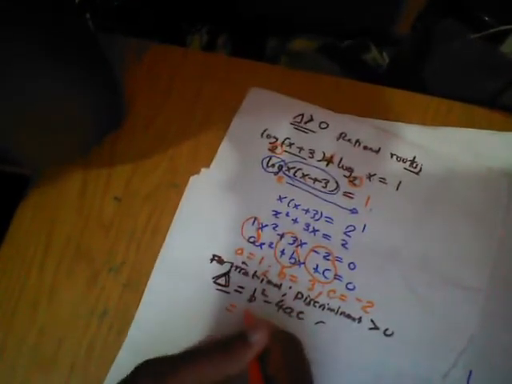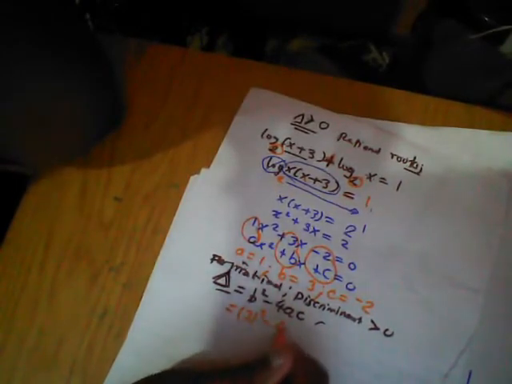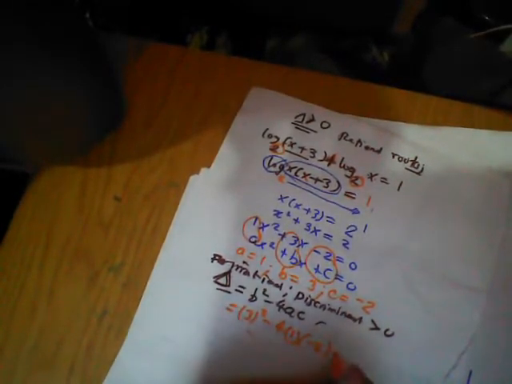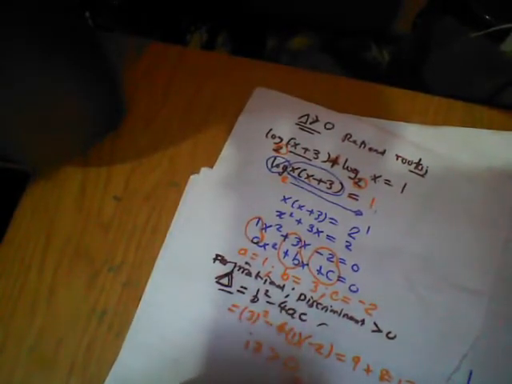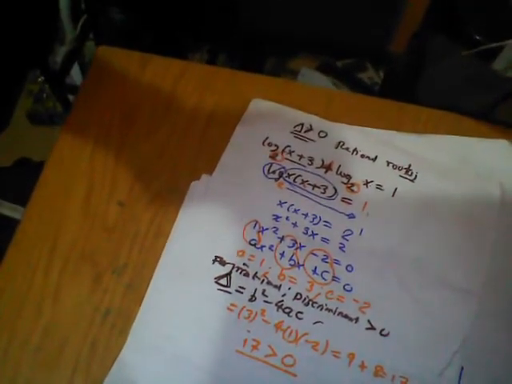Okay, how about b? b is equal to 3, squared, minus 4 times a. What is a? a is equal to 1, times c. c is equal to negative 2. And then plugging this in, we're going to have 9 plus 8, which is equal to 17. And if 17 is greater than 0, that is true. So in that case, 17 is greater than 0.